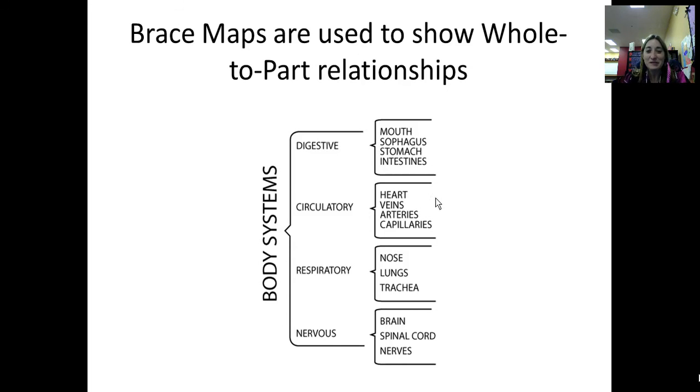So here we've got some of the body systems: the digestive system, circulatory system, respiratory system, and nervous system. You can see that under the digestive system, they are listing some of the parts of that system. The mouth, esophagus, I think that's supposed to be esophagus, sorry, we all make mistakes occasionally. Stomach and intestines all happen to be parts of the digestive system. And you can see that each of these systems is part of the body systems.